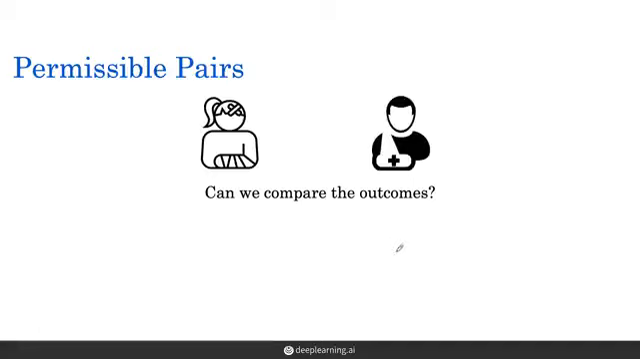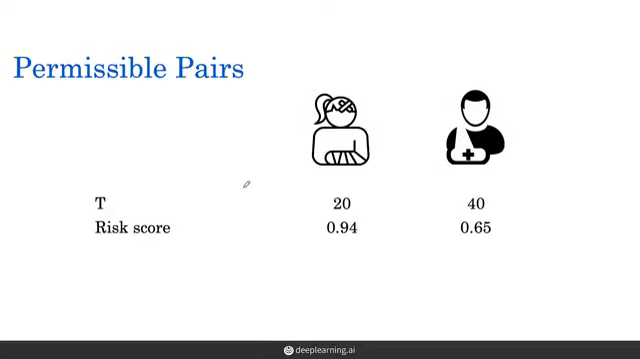Recall that permissible pairs were pairs where earlier we had patients with different outcomes, one gets a 0, one gets a 1, and we're going to extend this idea to survival data now. So here is an example of a permissible pair.